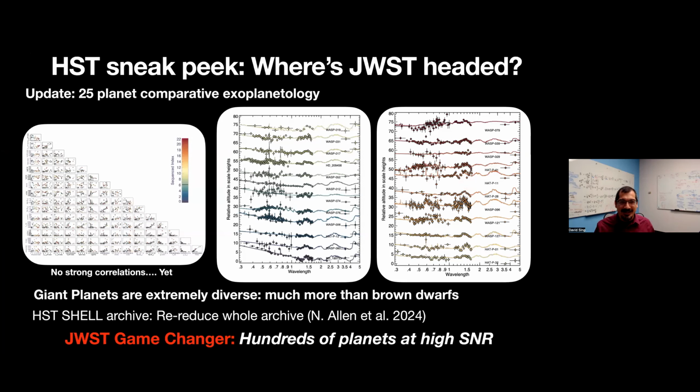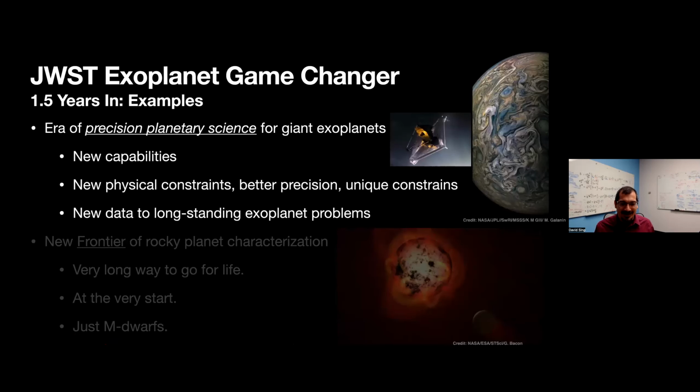Before I show some of the JWST data, here's a quick sneak peek of where it's headed. This is sort of the last couple of decades with Hubble. Here now are 25 planets, giant planets anyway. And what we're seeing is giant planets are extremely diverse, much more than brown dwarfs. And so what we really need is a very large number of high signal-to-noise spectra. So hundreds of planets, even giant planets, are going to need hundreds to start to uncover trends and learn how these go. All right, so let's get into it.